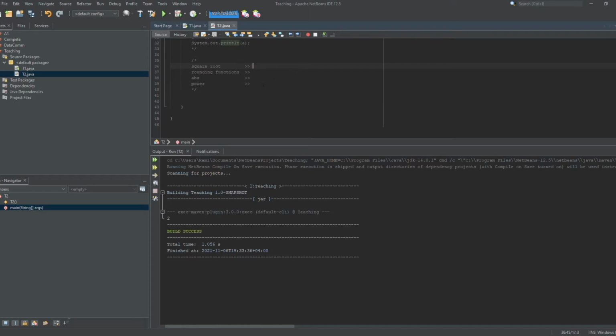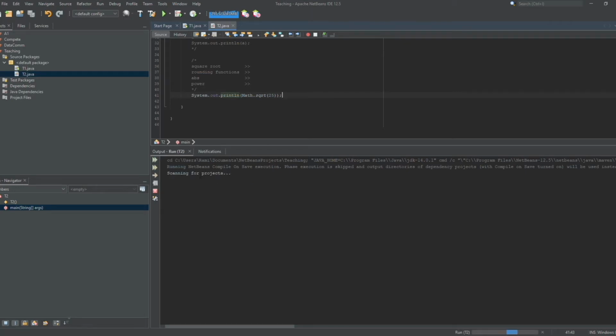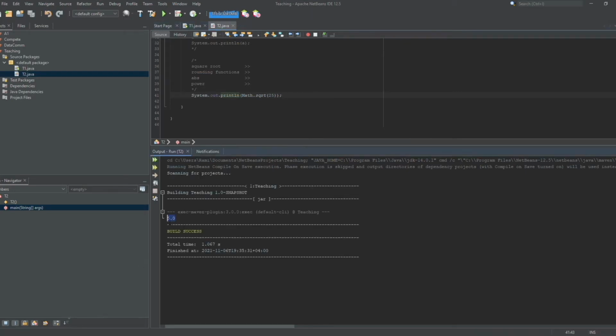So let's try this here. Let's do system.out.println. And as you can see, the output is 5 and it's a double. Why did we assume that it's a double? Because we have a decimal place.